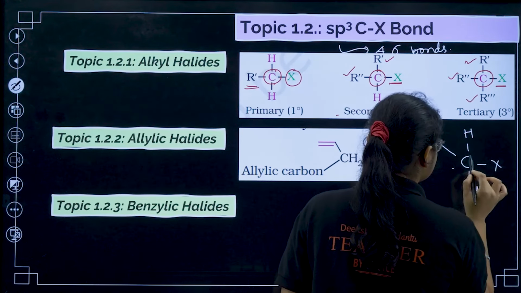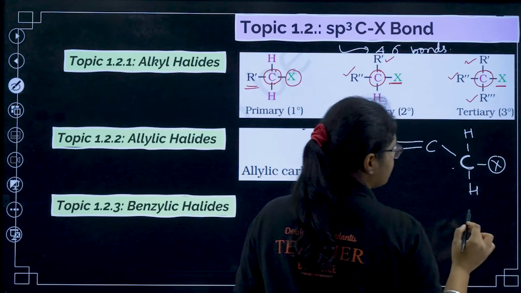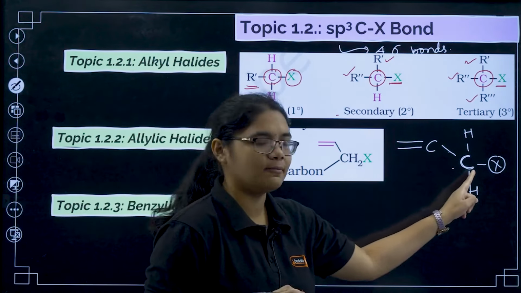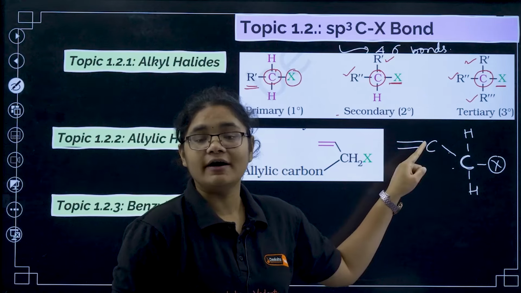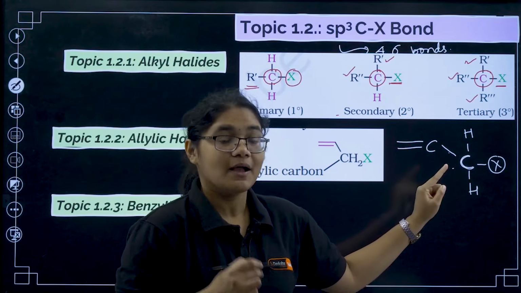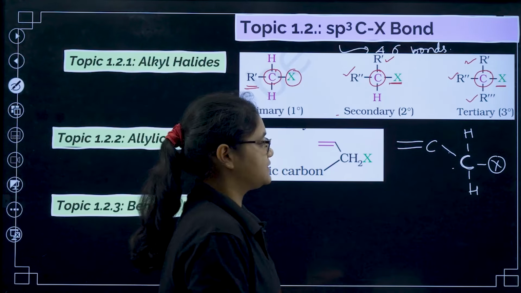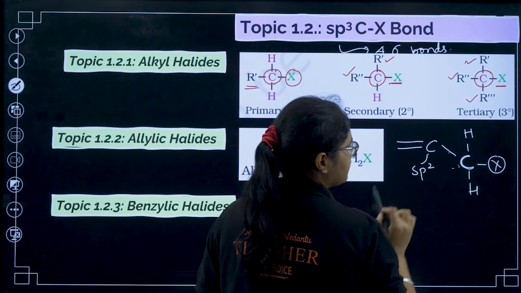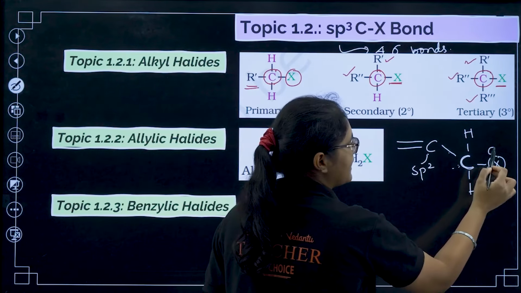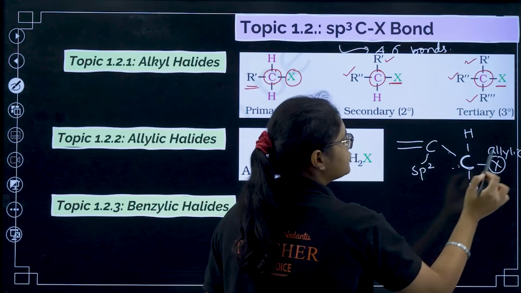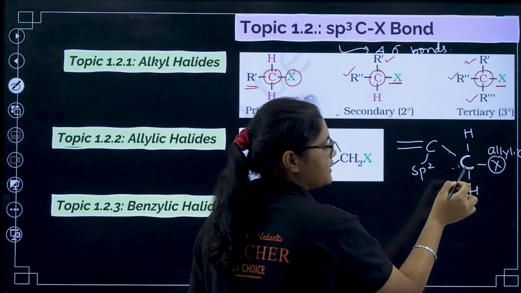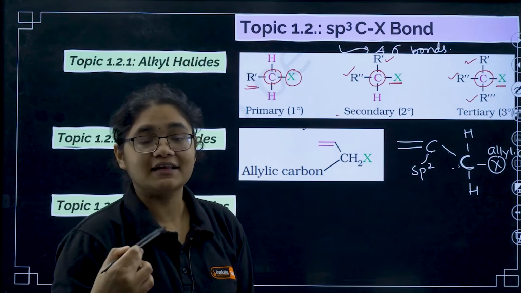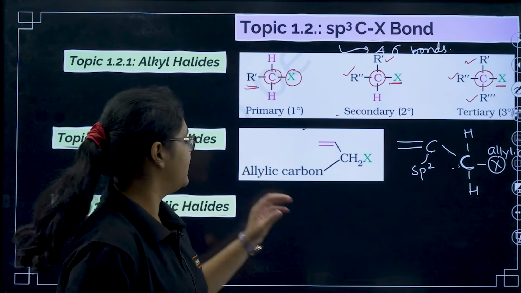Okay, now you see this carbon which contains the X group is attached to four other bonds, right? It has 4 sigma bonds, so definitely it is an sp3 hybridized carbon. But if this sp3 hybridized carbon is attached to an sp2 carbon, then we call this halide an allylic halide. So if the carbon which contains the X group is attached to a double bonded carbon, then we call it an allylic carbon or allylic halide.